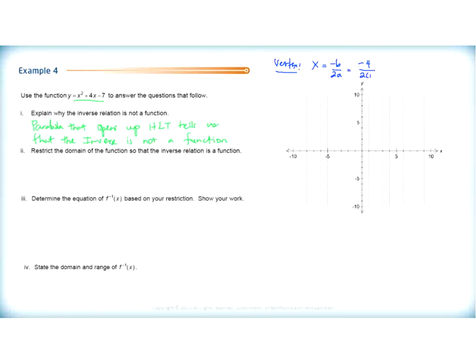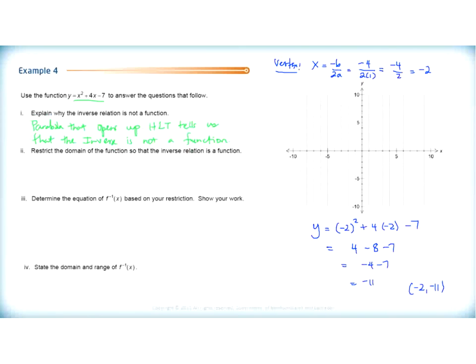That's a -4 over 2 times 1, which gives me a -4 over 2, which equals a -2. That's the x-coordinate of the vertex. I also need to find the y-coordinate of the vertex. Let's go down here and do that. To find the y-coordinate, I simply plug that x-coordinate back into the equation. -2 squared plus 4 times a -2, subtract 7. That's going to give me -2 squared is 4, subtract 8, subtract 7. That's a -4, subtract 7, which is a -11. So I have a vertex for this parabola at -2 and -11.